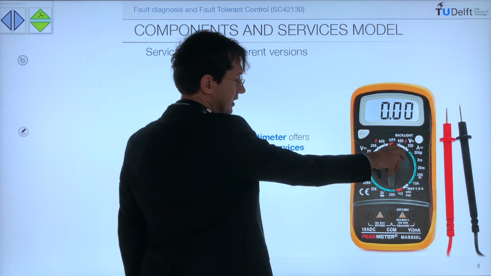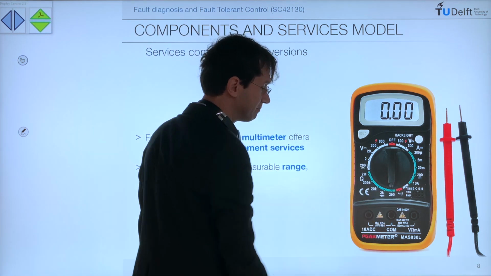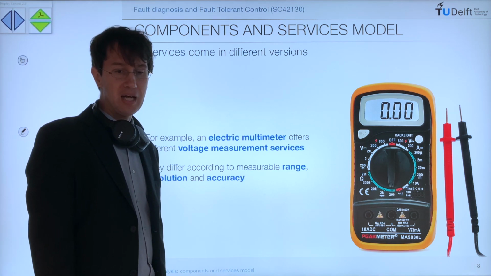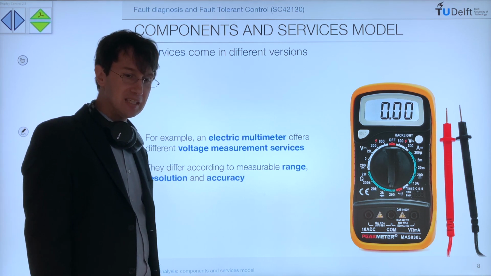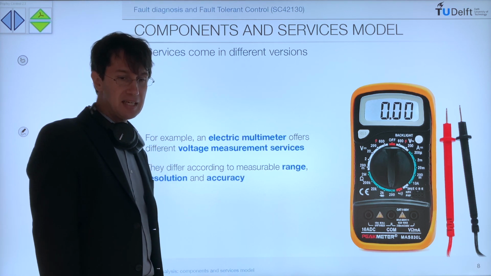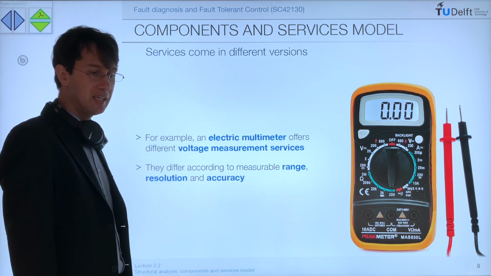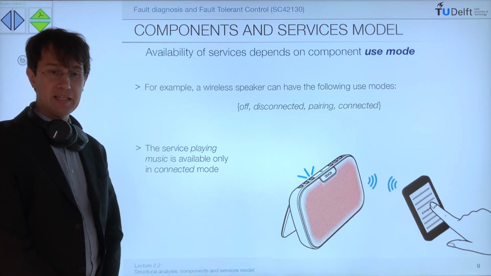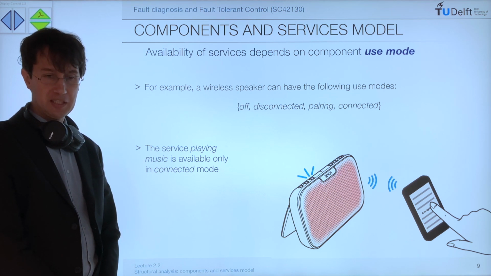So if you turn this dial, you can select to measure currents that are small or currents that are big. You can measure voltages that are direct currents or alternating currents. So in general, the behavior of a component is not uniquely determined, and what it can provide can be different according to what you ask the component to do. Which kind of service a component can provide at any given time depends on which use mode the component is in.